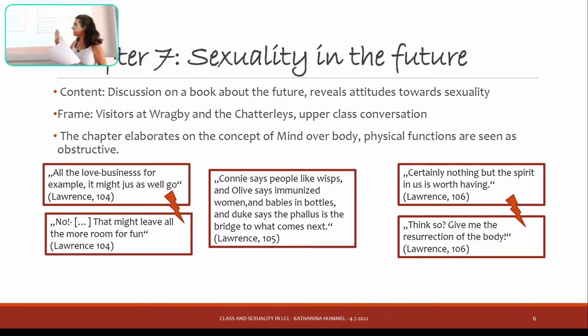So there is this middle quote, which is by Clifford, which summarizes what is said. He says, Connie says people like wisps, and Olive says immunized women and babies in bottles, and Duke says the first is the bridge to what comes next. So you see, okay, different opinions in the room. The book, by the way, is about a future where women are immunized and babies are bred in bottles, so sex is not necessary anymore, at least not for procreation.